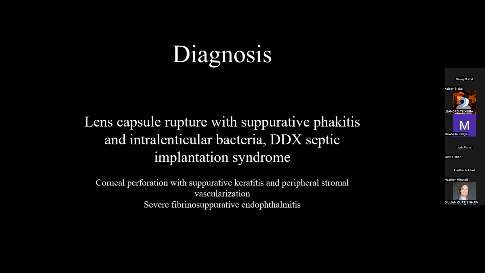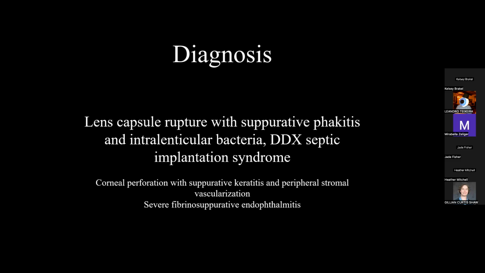We often get globes with lens capsule rupture, suppurative phakitis, and intralenticular bacteria that don't come with that history. Sometimes the interval between presumed onset of eye problems and enucleation can be months, sometimes years. Or we'll get a globe where they say, oh, well, there was this eye inflammation like 6 months ago, but then it cleared up and then all of a sudden the eye exploded again with inflammation. That's pretty common for this disease.